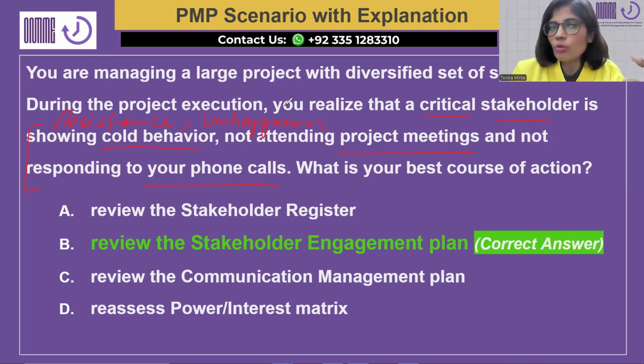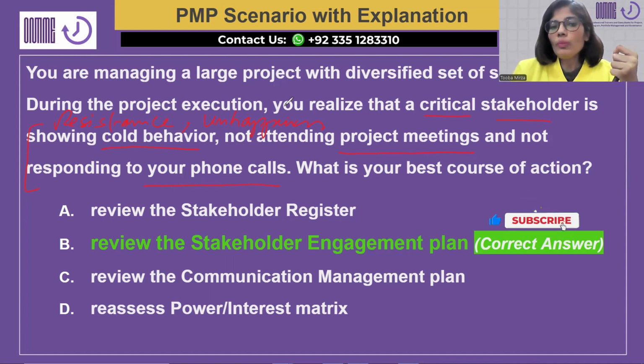The communication management plan can also be helpful to check whether there is a communication channel or reason why communication is not really working for this stakeholder, and that's why he is not happy. Or maybe there was a particular report or communication that was supposed to be with him and he didn't receive it, and that's the reason why he's not happy.